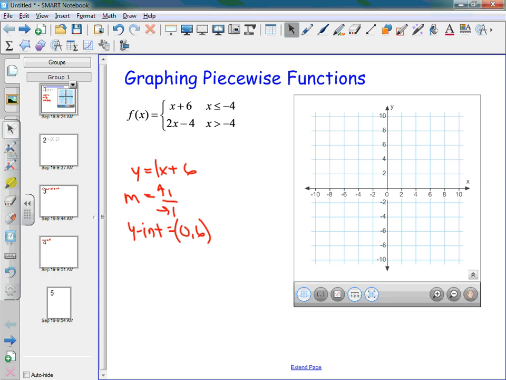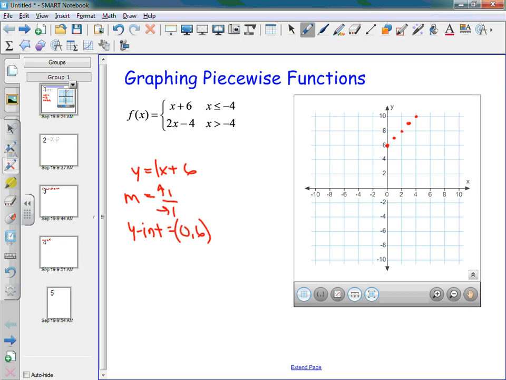So now, if I start at the point 0, 6, I'm going to go up 1 unit and to the right 1 unit. Up 1 unit to the right 1 unit, up 1 unit to the right 1 unit. Do we see that's the top part of the line?